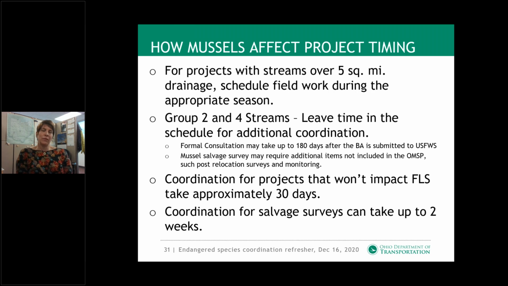If the stream or the project won't impact federally listed species, the coordination is 30 days. So this can be pretty timely, but of course, if you do find federal mussels, then it's about 180 days. And after a salvage survey is done, we need to get response from ODNR and Fish and Wildlife before the project can proceed. I would leave up to 2 weeks for that, although generally, at least with ODNR, they answer back the same day.